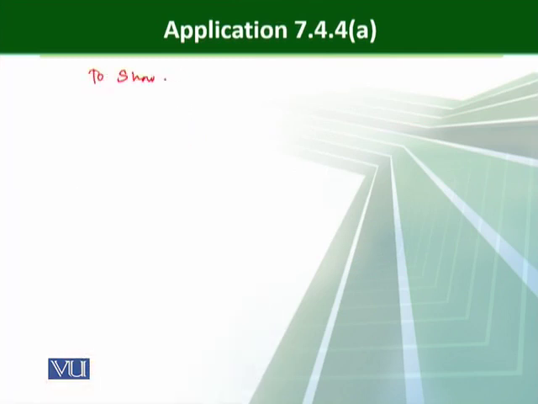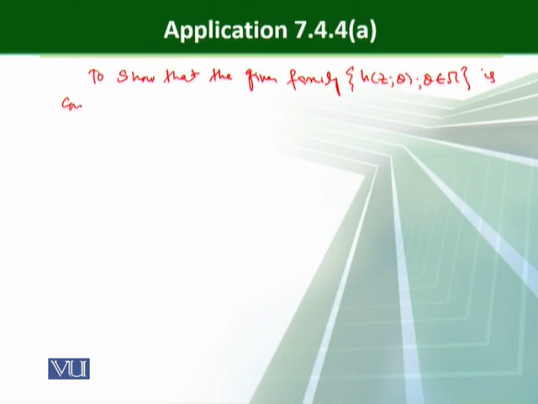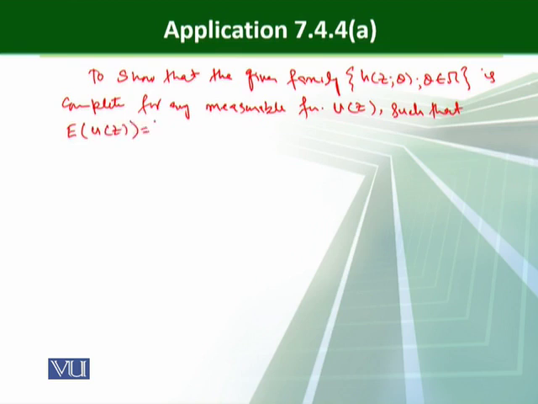To show that the given family, that is h of z theta, and theta belongs to its parametric space, is complete, for any measurable function, let's say u of z, such that the same condition holds, that is expected value of u of z is equal to 0 for any theta, this implies that u is equal to 0 almost surely.